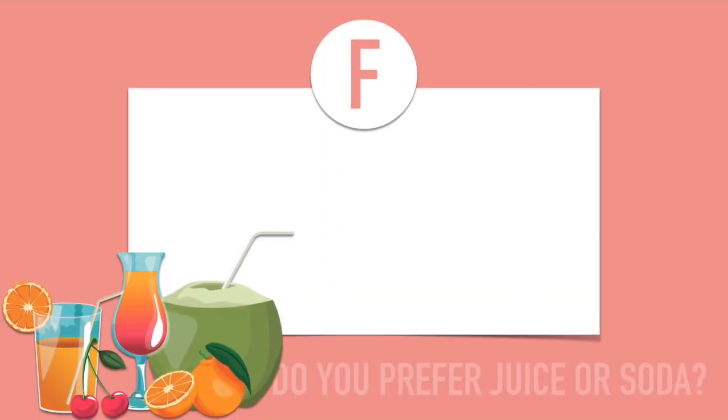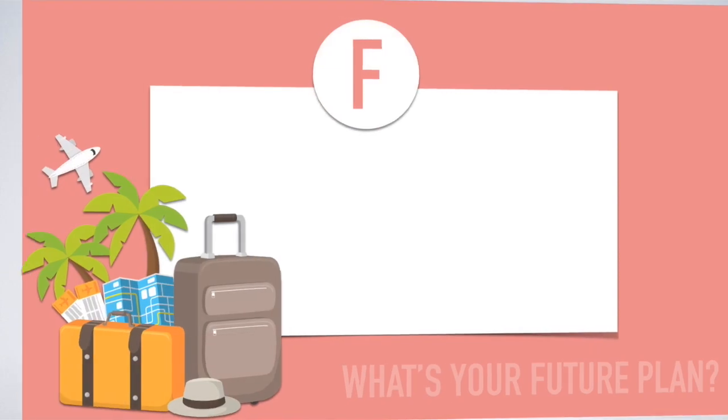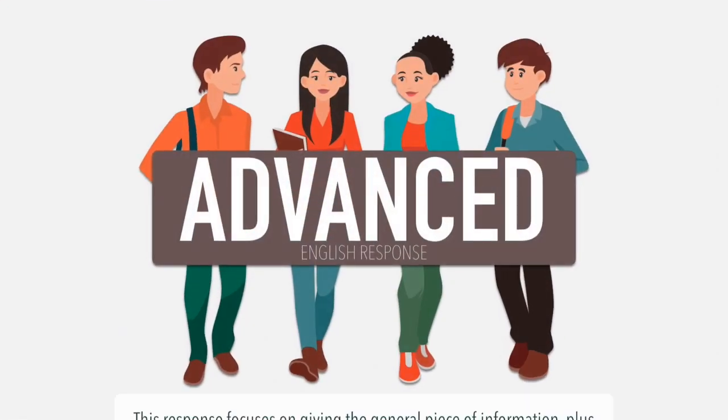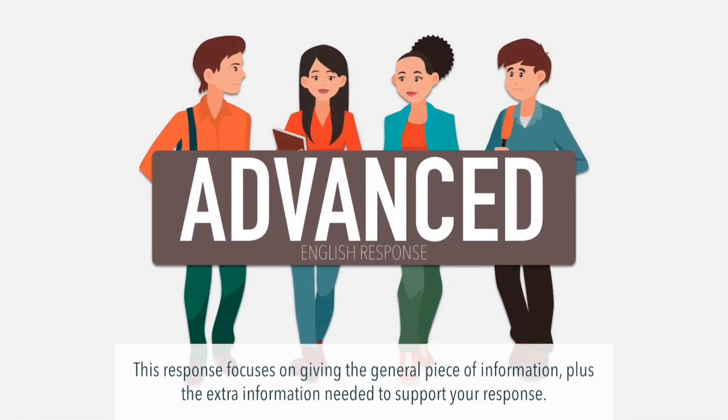And let's say, for example, they say, do you prefer juice or soda? You may say, I prefer juice, giving the fact, the general information. Or let's say they say to you, what's your future plan? You may say, my future plan is to travel abroad. Again, you've given the fact, the general piece of information, which is what makes these answers or these responses basic English responses. However, the advanced English response is different.